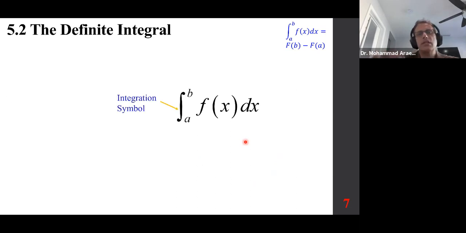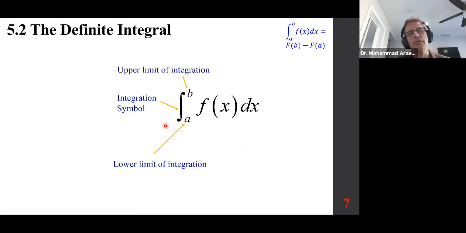Integration symbol. This is an elongated S. Looks like an S. It's an elongated S representing a sum. Lower limit of integration. Upper limit of our integration.